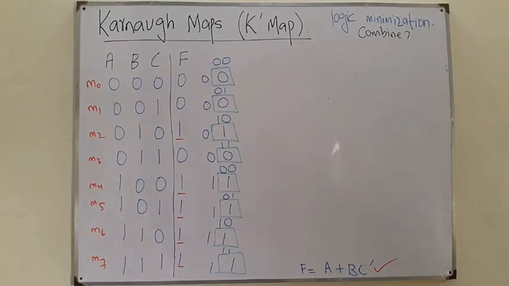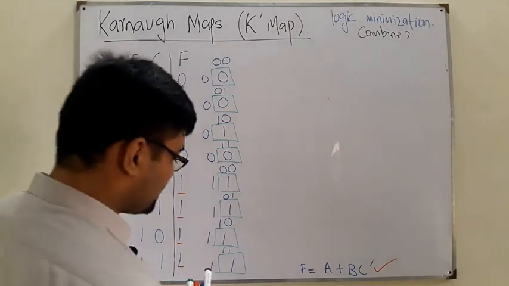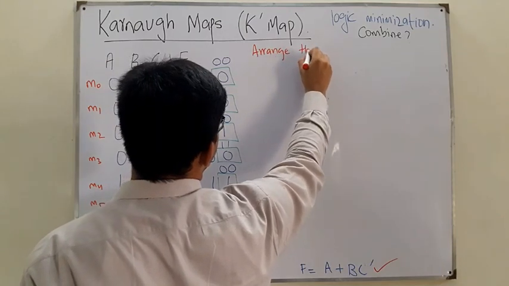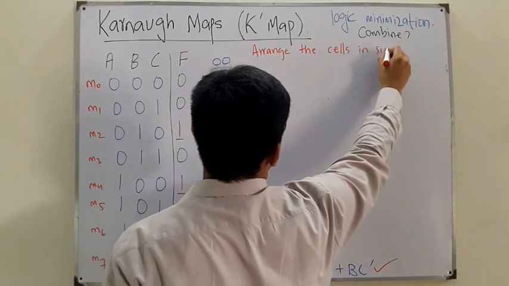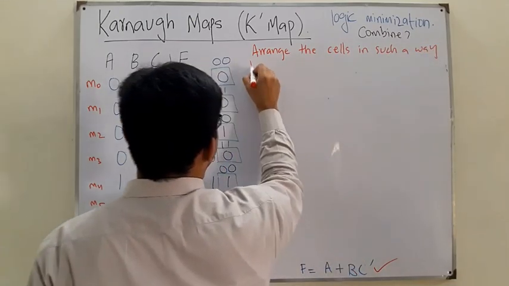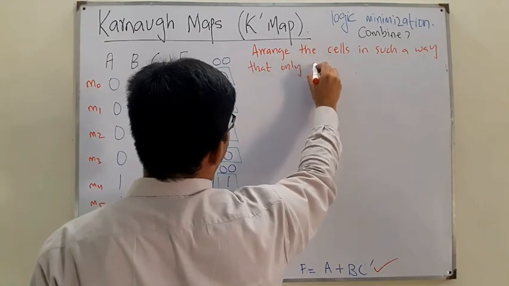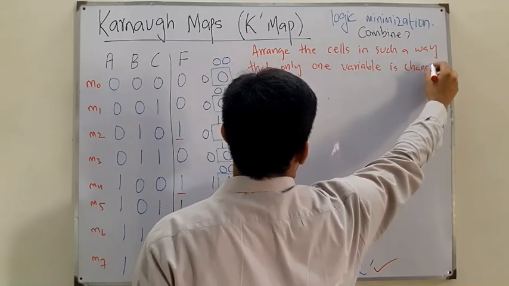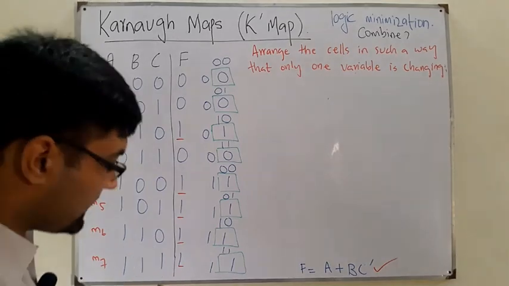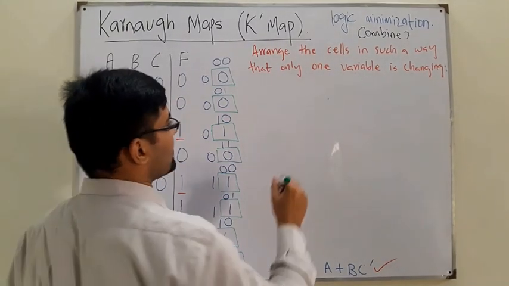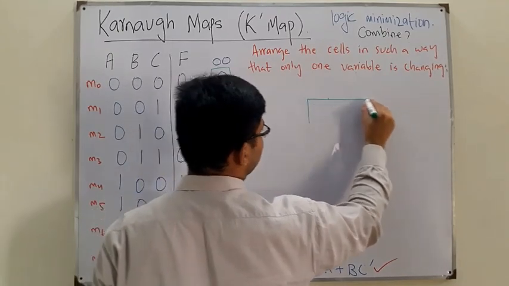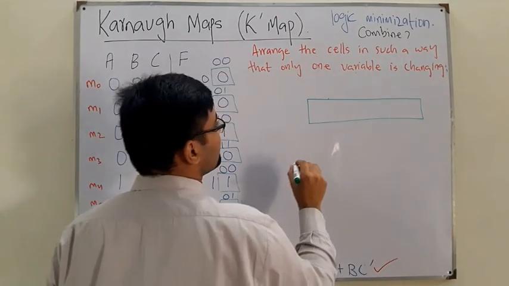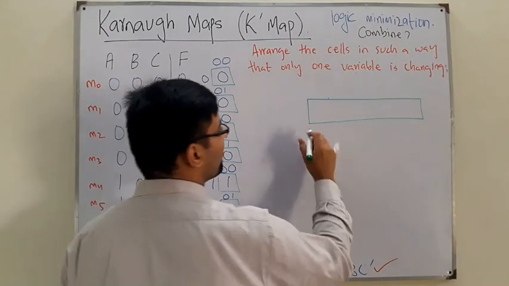So now how do we arrange it? How do we arrange these cells? So let me write down: arrange the cells in such a way that only one variable is changing. Okay, now what do I mean by this? So let's say I draw it, okay? You'll need some time to understand it. So this is, let's say, 4 and 4. So in total we have 8, okay? So we divide into groups of 4 and 4.